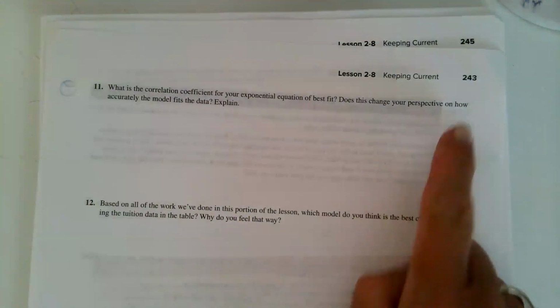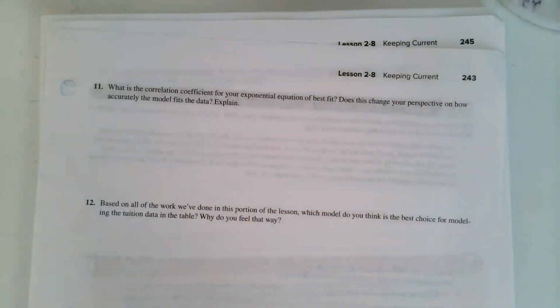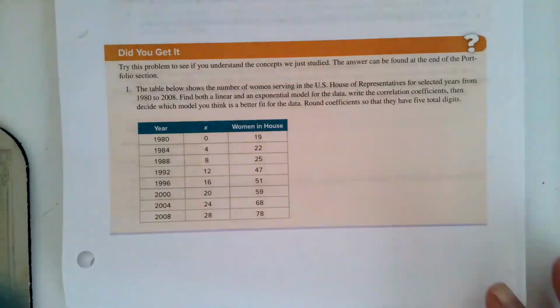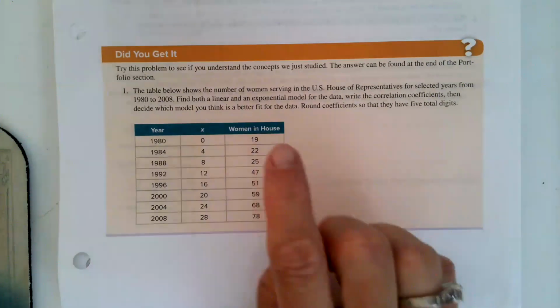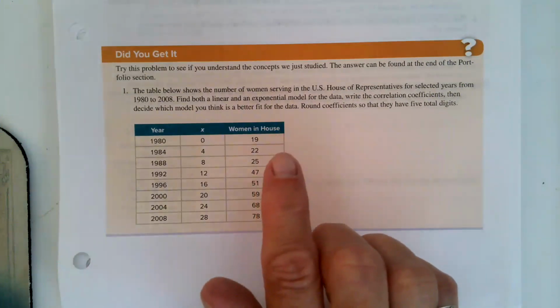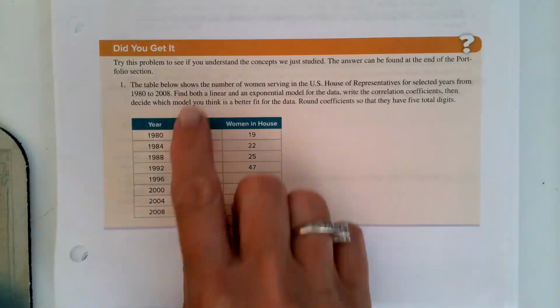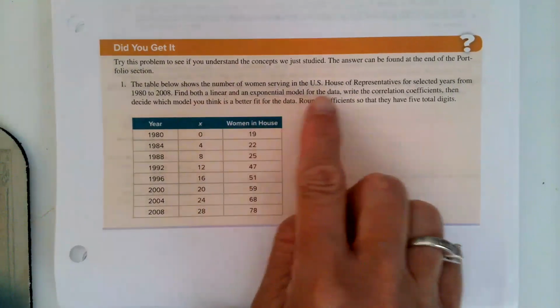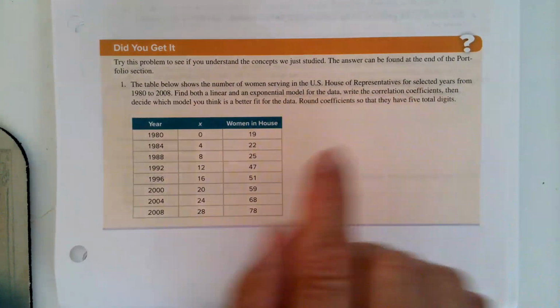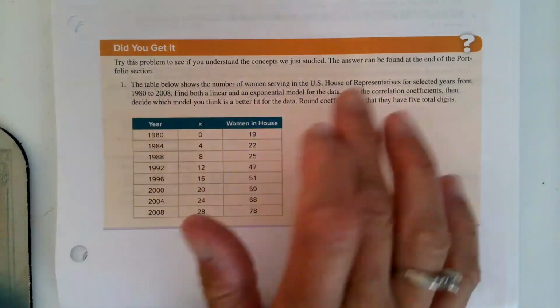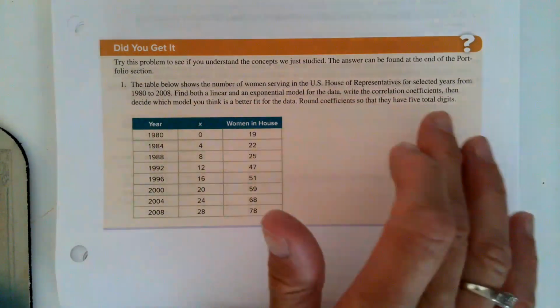So let's go ahead and head to page 243 in your workbook, and you'll see the Did You Get It down at the bottom. It says the table below shows the number of women serving in the U.S. House of Representatives for selected years from 1980 to 2008. Find both a linear and an exponential model for the data. Write the correlation coefficients, then decide which model you think is a better fit for the data. Round coefficients so that they have 5 total digits.